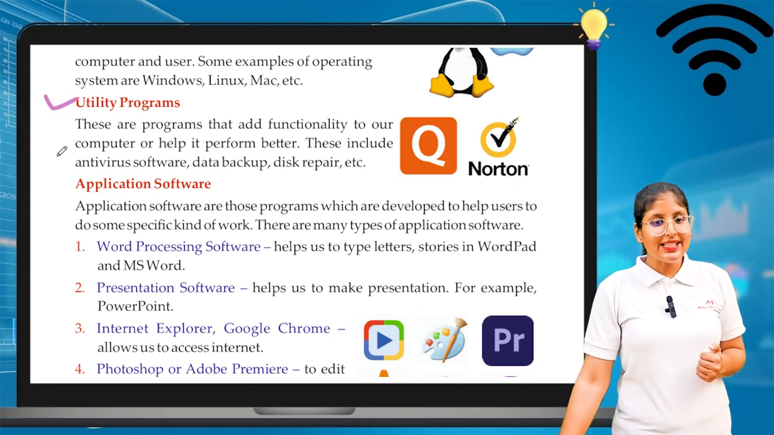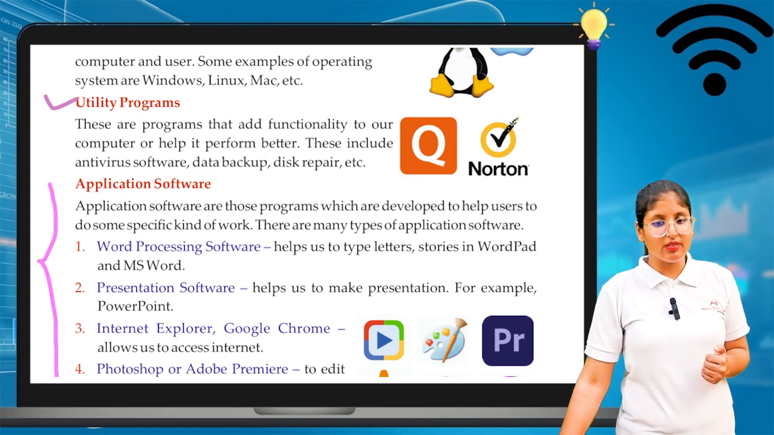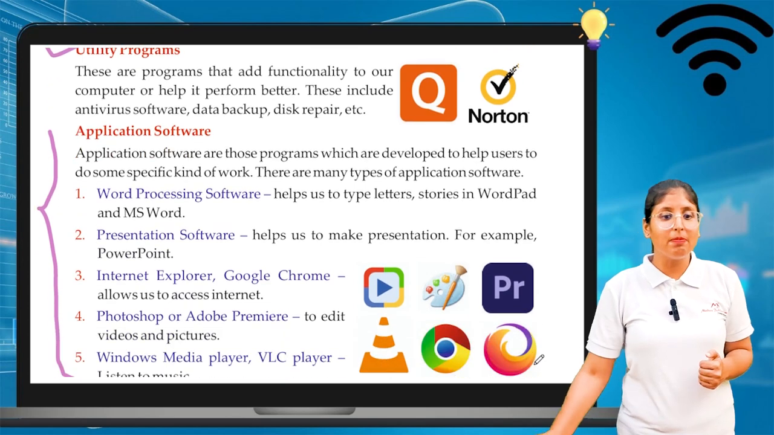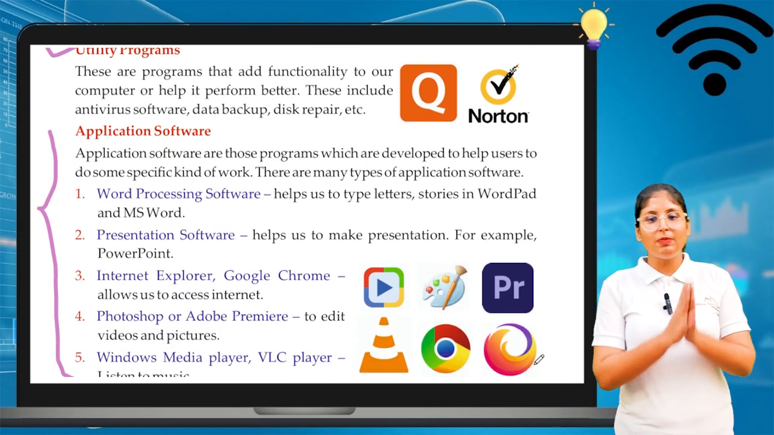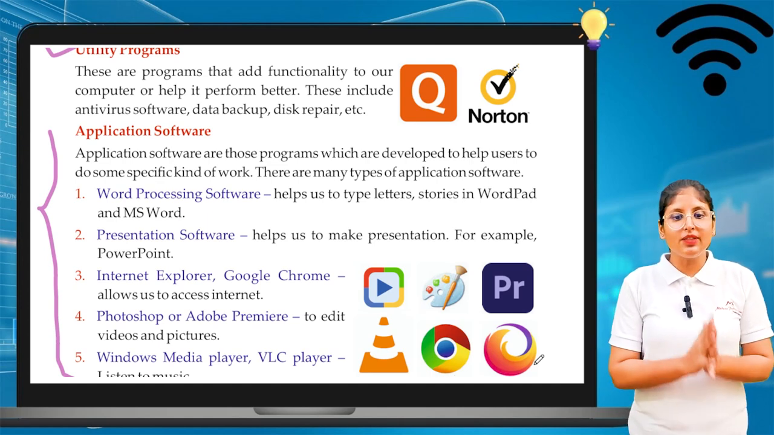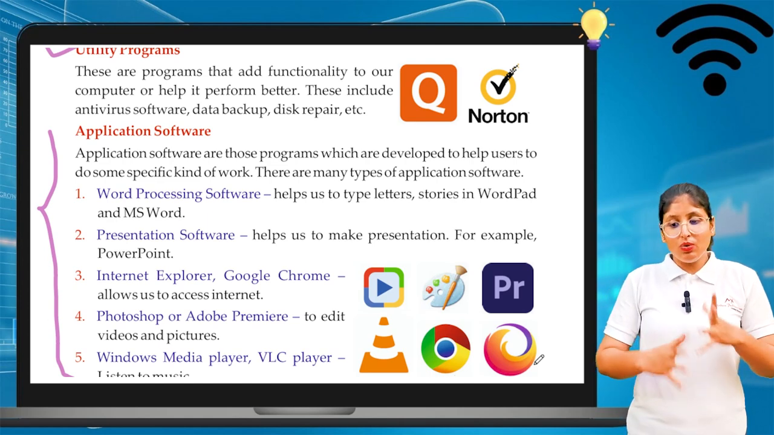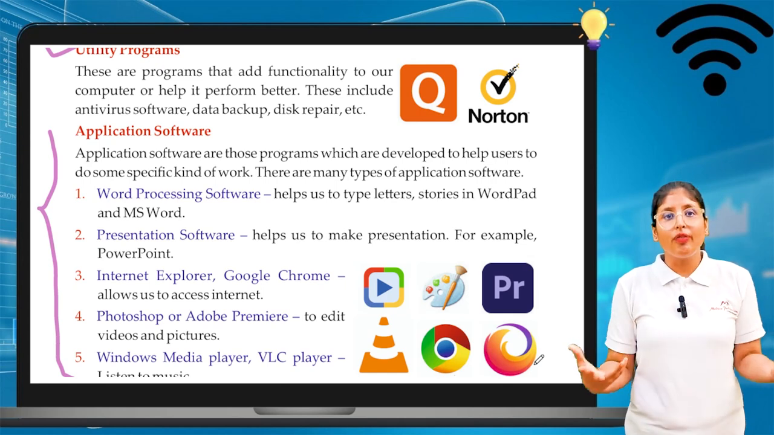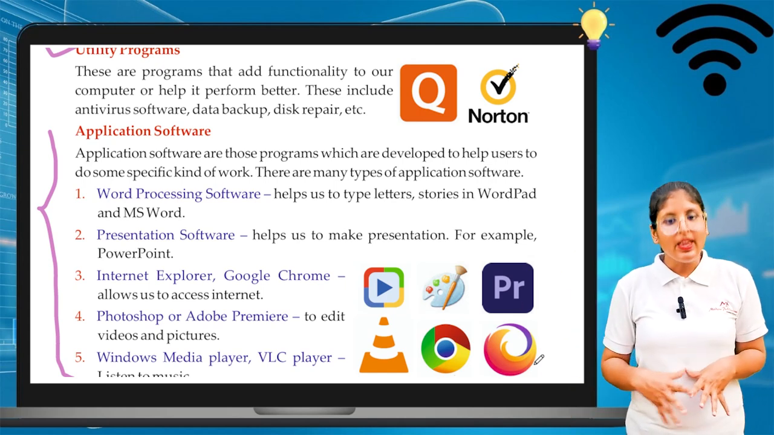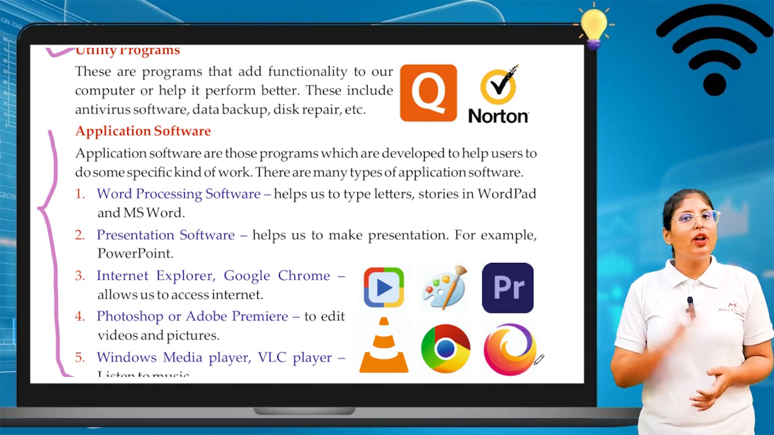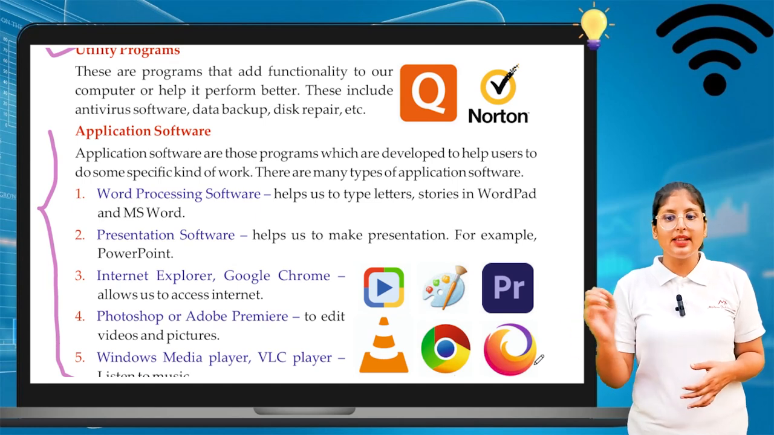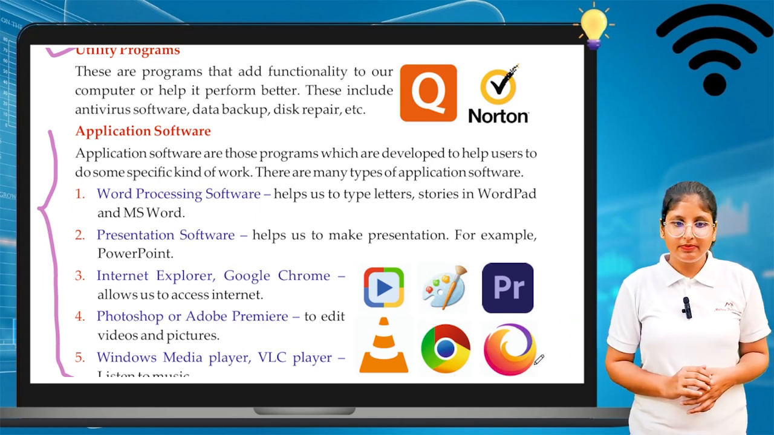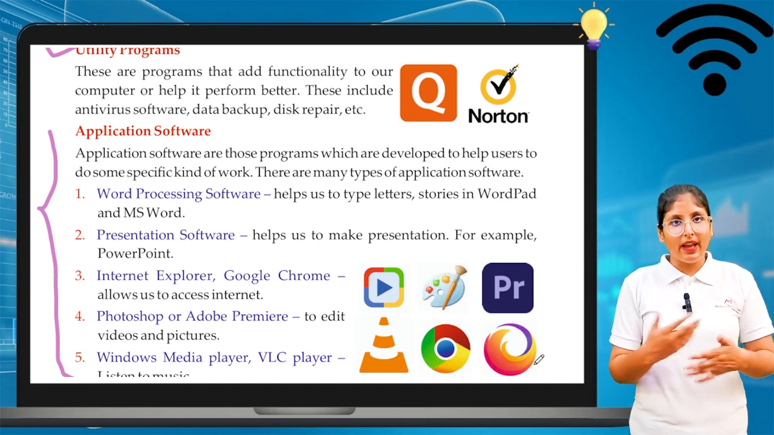So let's see some of the application software that is there in your computer. Application software are those programs which are developed to help users to do some specific kind of work. With the help of these application software, users can perform some tasks. These are some examples of application software. First is word processing software. It helps us to type letters, stories in WordPad and MS Word. So they help us to type anything.